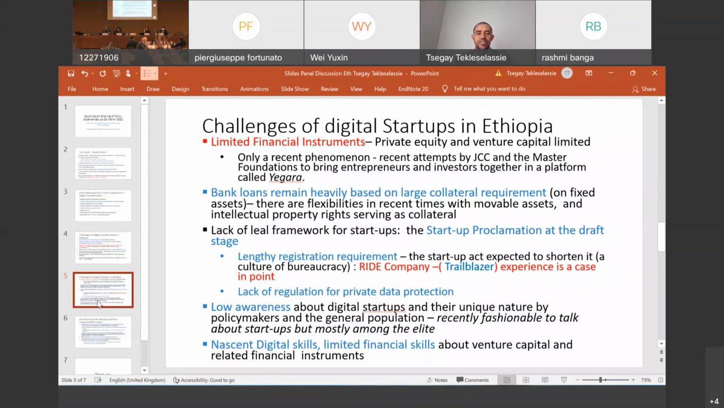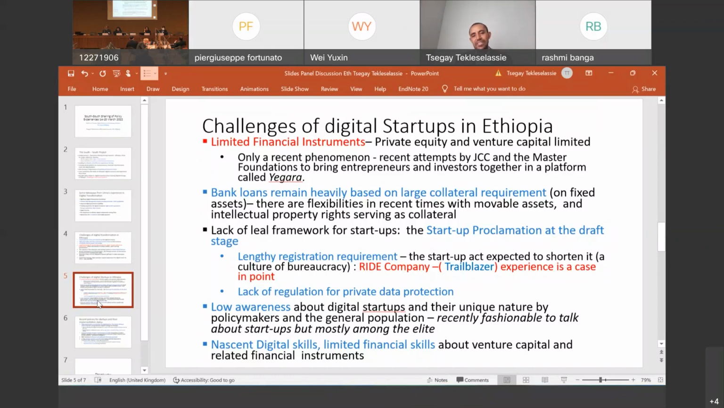For example, in the traditional way, there is a very lengthy business registration requirement in Ethiopia, which the startup proclamation will shorten, because in the draft, one of the provisions is that there will be pre-registration, which will happen at the Ministry of Innovation and Technology, not the typical Ministry of Trade and Industry. So that hopefully will shorten it.